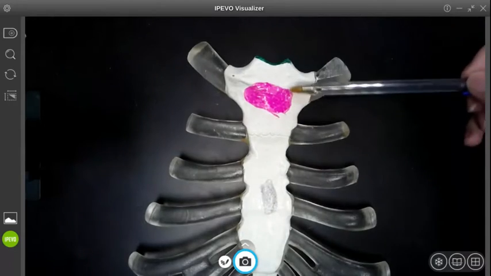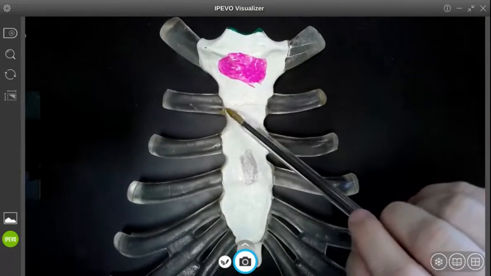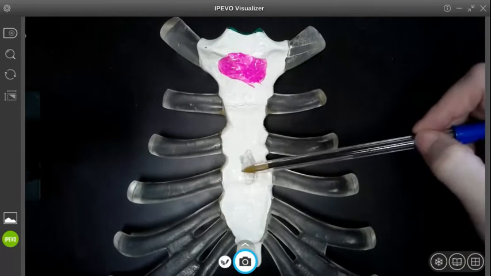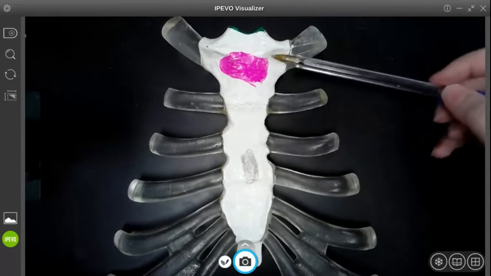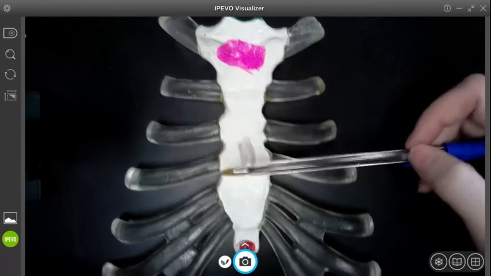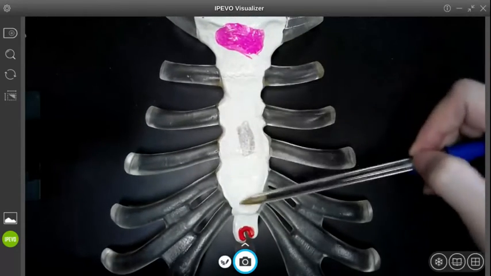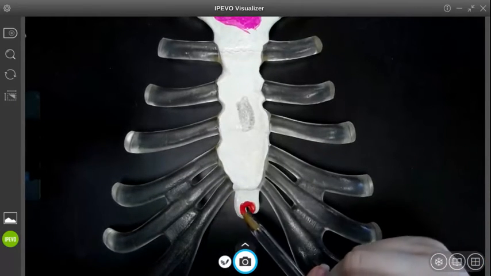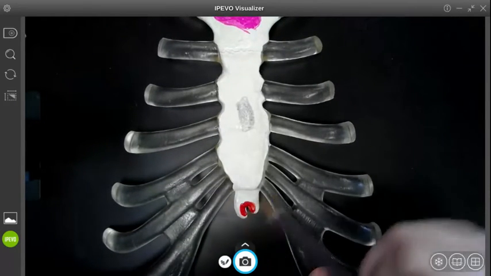This top part, you can see there's a suture right here. It separates the sternum into two major parts. This is called the manubrium, and this one down here, this is called the body. Now down at the very bottom, there is this process here. This is the xiphoid process.